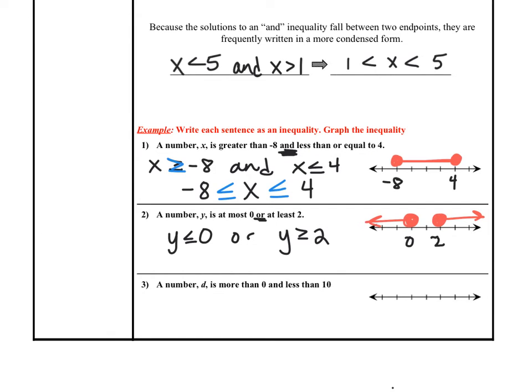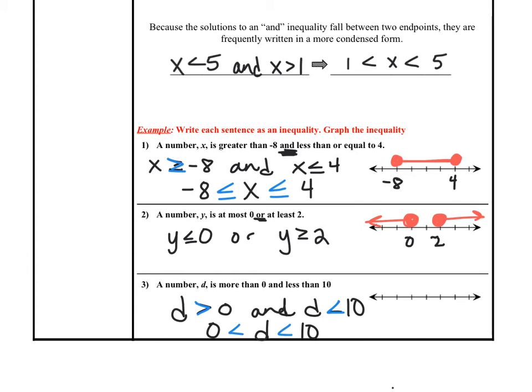A number d is more than 0, and d is also less than 10. I don't want you to leave it like this. Put the variable in the middle, bigger number, smaller number, and then take your signs. So this one goes here, and this one goes here. So it's the d values in between 0 and 10 because we're talking about an and inequality.